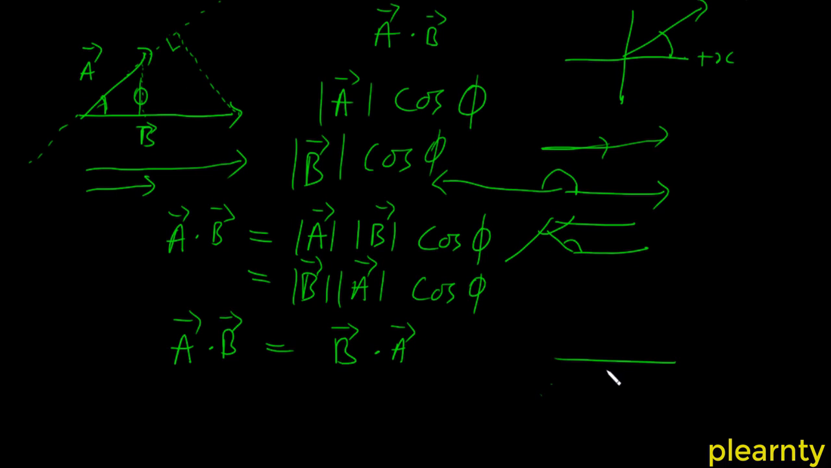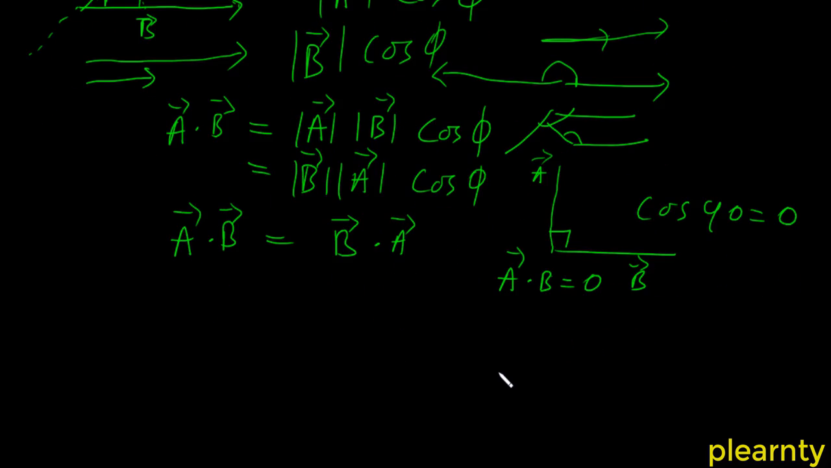So when your phi is at 90 degrees, let's say this is A, this is B. So cos 90 is equal to 0. Anytime you have something like this, 90 degrees, A dot B is going to be 0, because cos 90 is 0, and when you multiply it by the magnitude of A and B, it will still be 0. Now, when you have it above 90 degrees, let's say something like this.